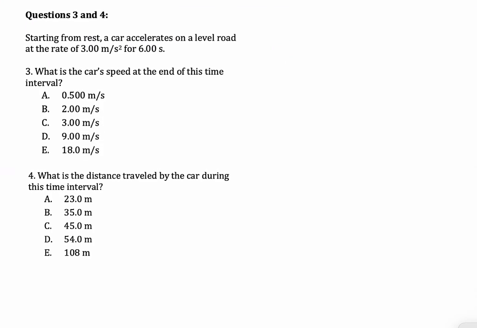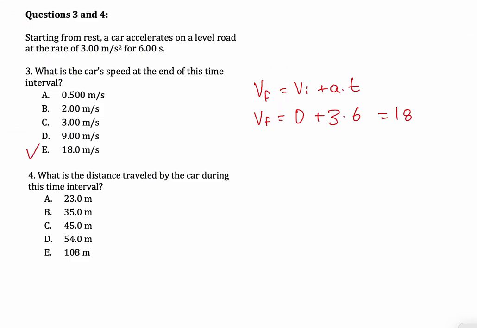We continue to a question about the motion with constant acceleration, and we need to find the final speed, so v final is equal to v initial plus at. The final speed is unknown, the initial speed is 0 because we're starting from rest. The acceleration is 3 and the time is 6, so it is 18 meters per second.